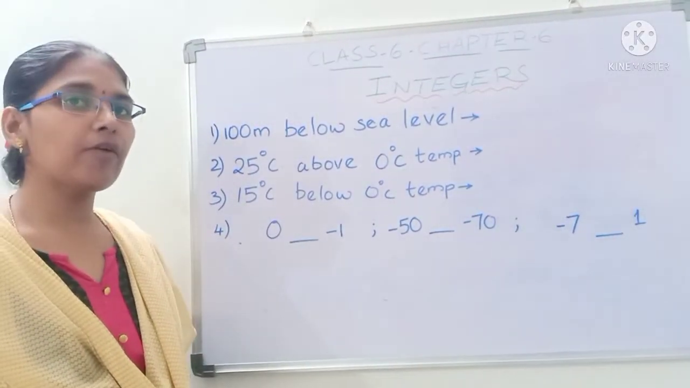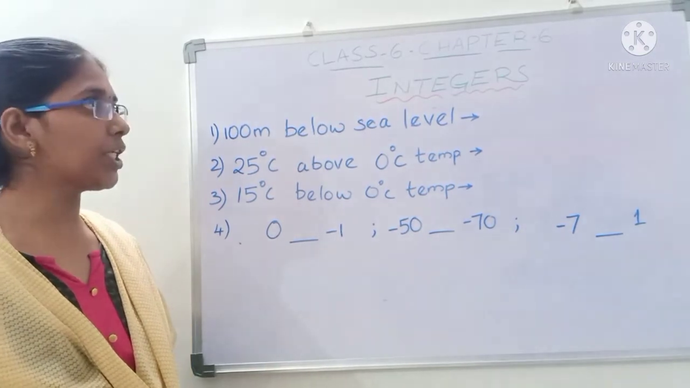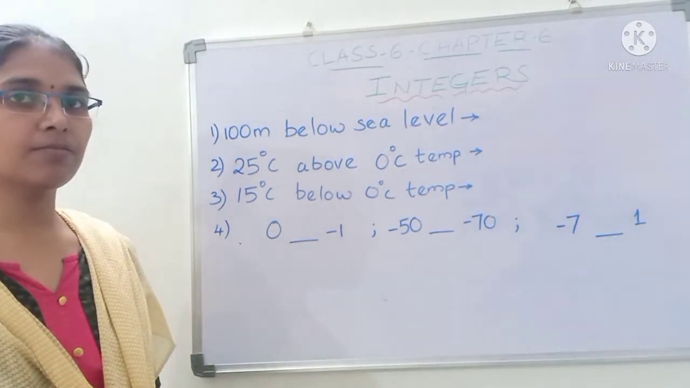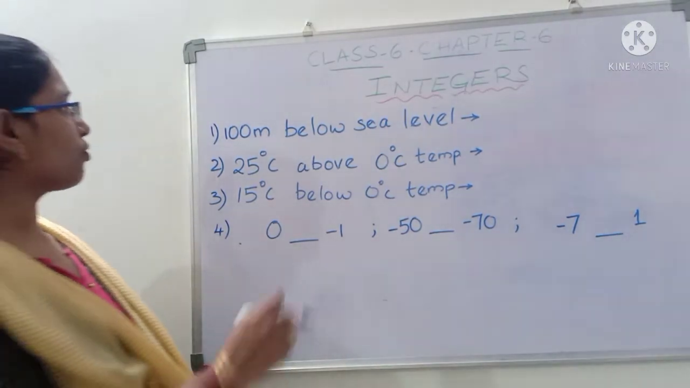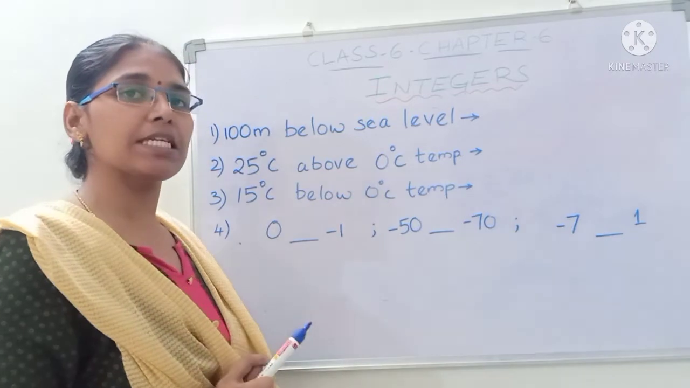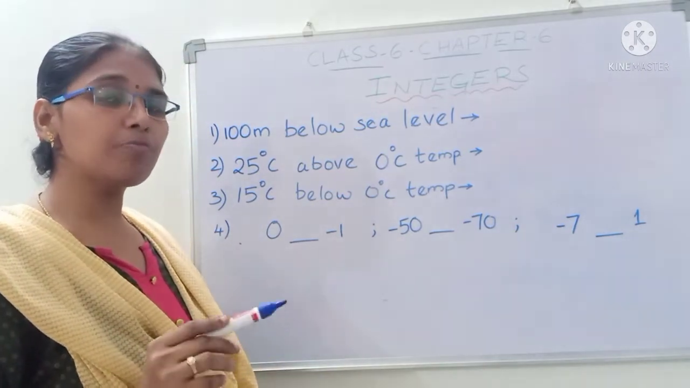Children, now we have discussed many concepts about integers. Now I'll ask you some questions. Are you ready? Yes, good. First question. 100 meters below sea level. How do you represent it? 100 meters below sea level.